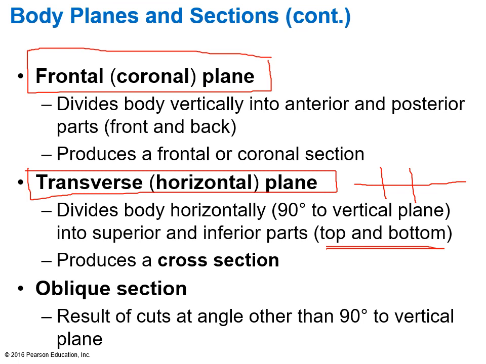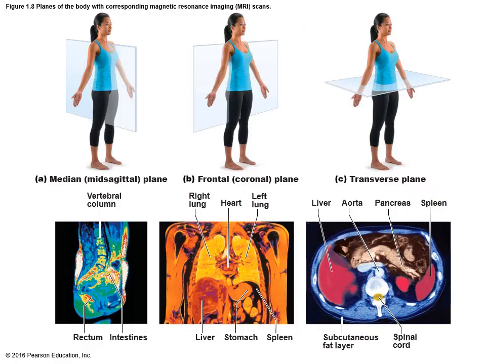This would then be a transverse plane. And last but not least is an oblique section. And the oblique section is when you cut at an angle other than 90 degrees. I'm going to show you that on the picture. Hang in there with me. Let me show you here.